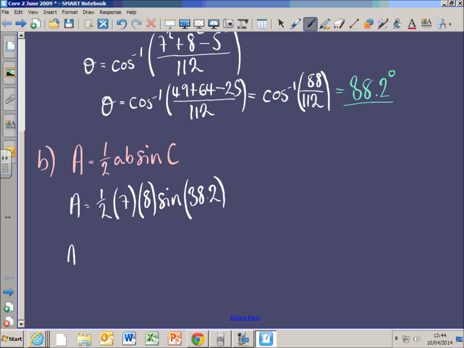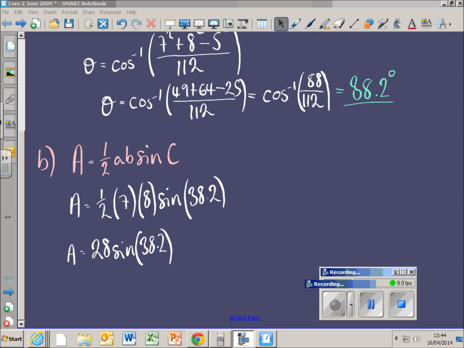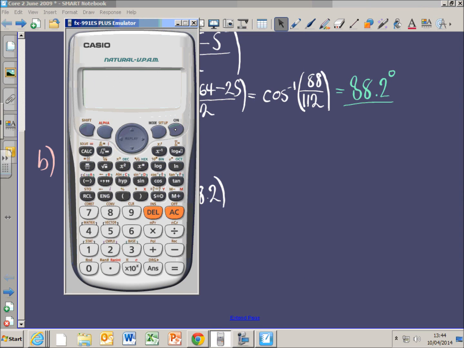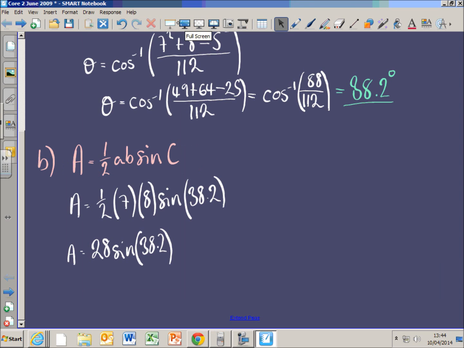Okay, so I just put all this in. This is going to be 28 times sine 38.2. So just put this in the calculator. Sine of 38.2, and then times it by 28. Is that right? 17.315. Is that right for the area? Anybody? Yeah? 17.3 then, should we put? Okay. And what's the units? Centimetres squared, okay.